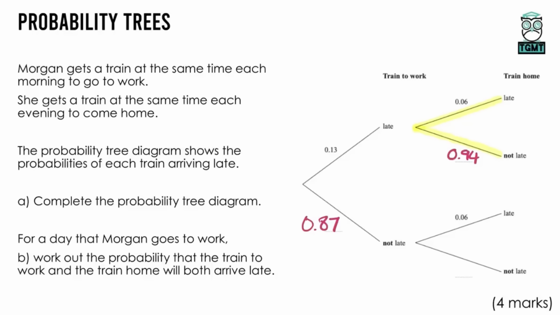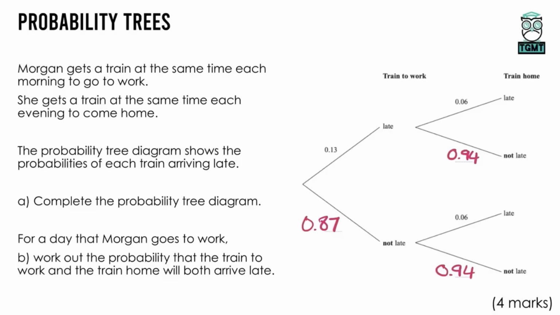Now the branches below are exactly the same, so this is 0.94 as well. So there we go. It's always nice when both those branches are the same, just speeds up that process a little bit. Now it says here, for a day that Morgan goes to work, work out the probability that the train to work and the train home will both arrive late.